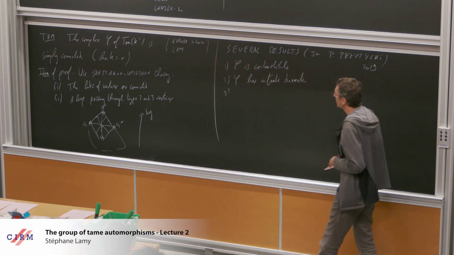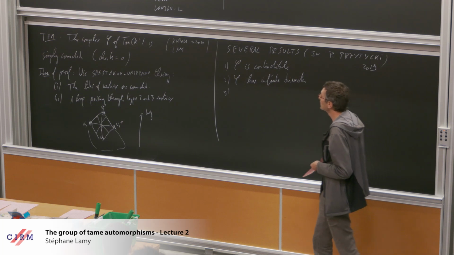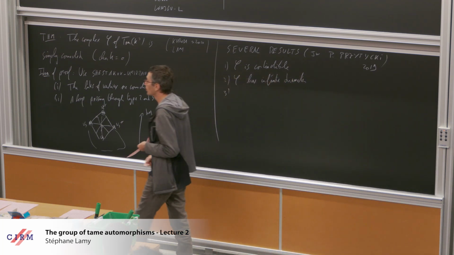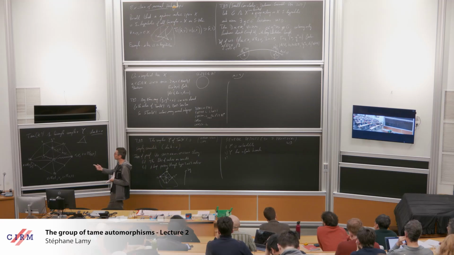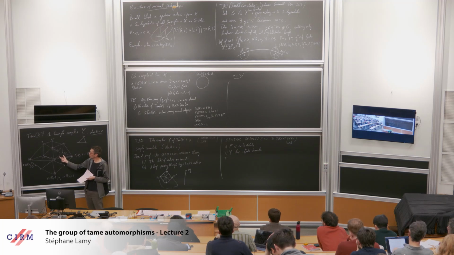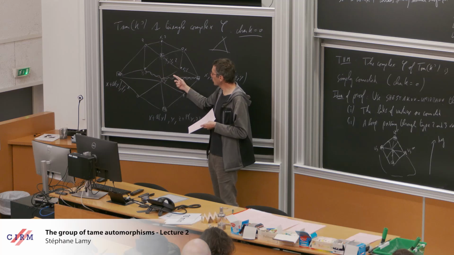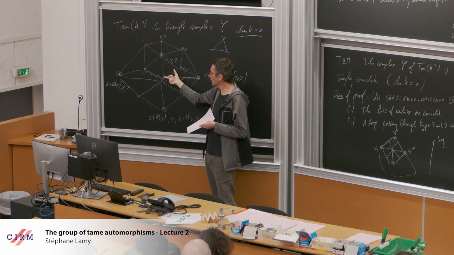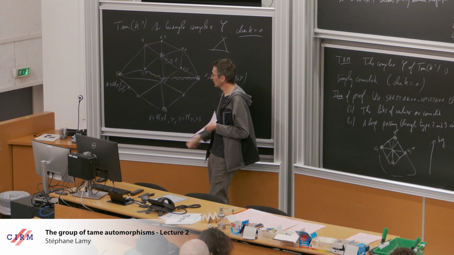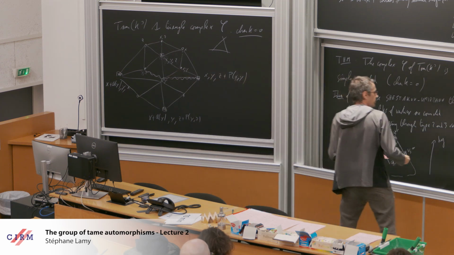The third one is that it is delta hyperbolic. Delta hyperbolicity is stable under quasi-isometry, so it's the same as saying that the triangle complex is delta hyperbolic, or just the one skeleton. The one skeleton, with the obvious metric where each segment has length 1, is delta hyperbolic. So the complex is delta hyperbolic.